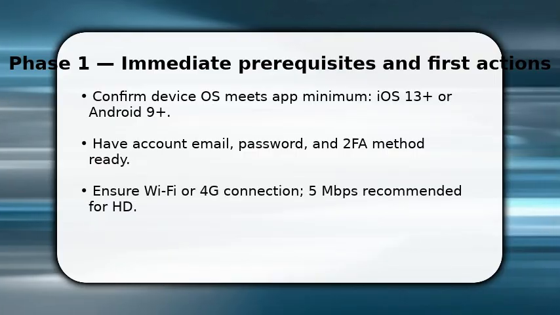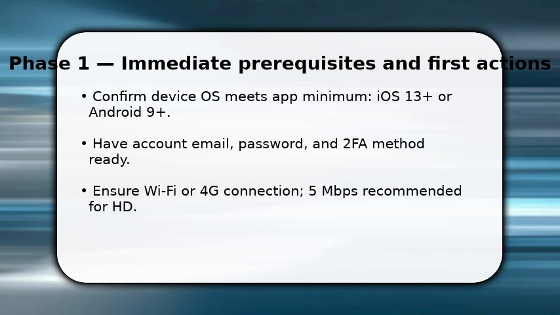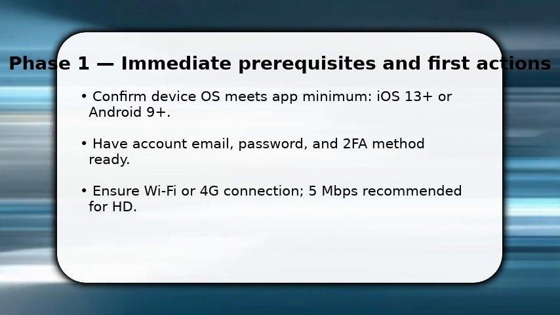You start by opening the MyTV app and signing in. This is where access begins. Enter your account email and password, then complete 2FA if prompted. This protects your profile. Once signed in, make sure your device is on a stable Wi-Fi or at least 4G connection because streaming quality depends on bandwidth.